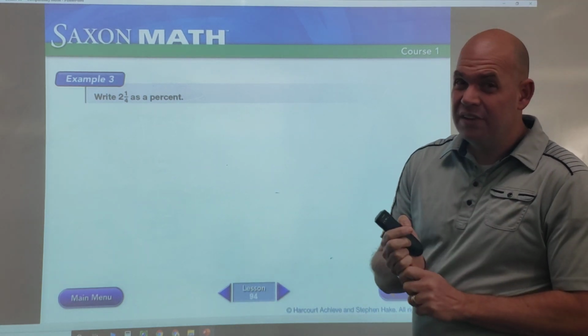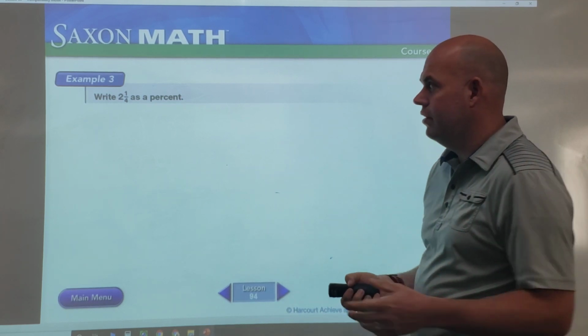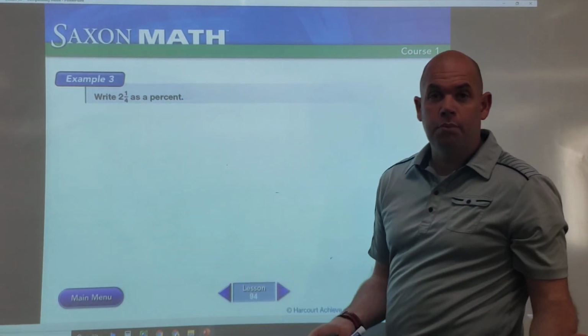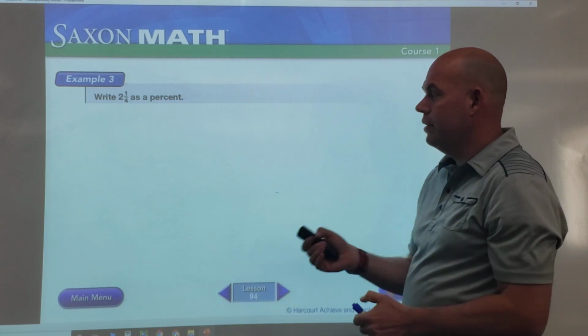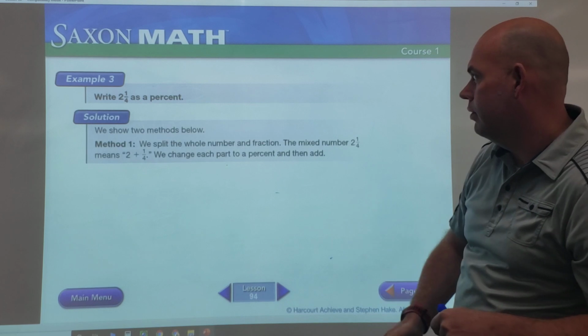Now on this one, it's a little different. We're going to separate it. So we're going to take that whole number, and we can do that on this. So 2 would be 200%. So we can do that, and then we can calculate the fourth. But there's actually 2 ways we can do this. So let me show you the 2 ways.